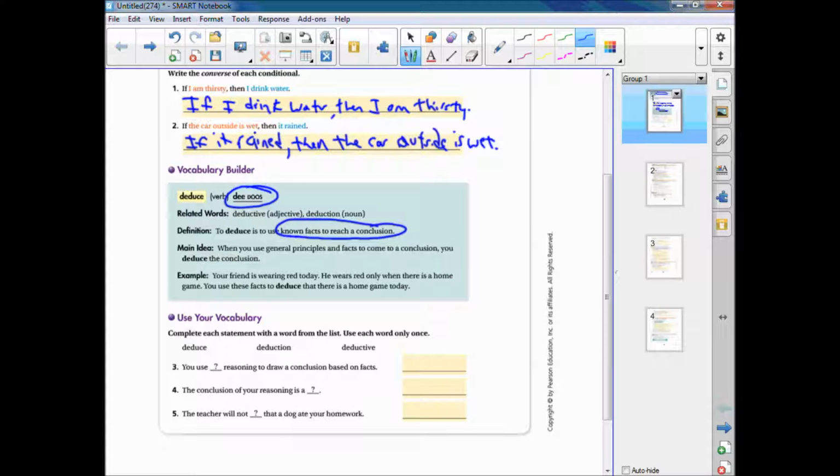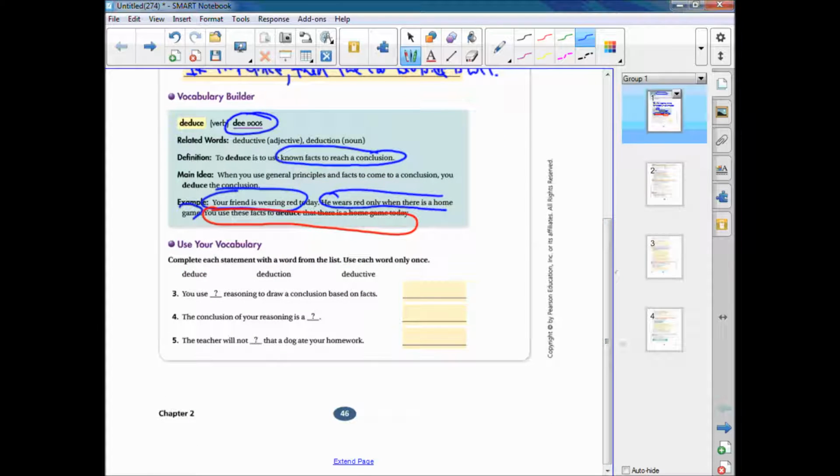So your friend is wearing red today, he wears red only when there is a home game. Use these facts to deduce that there's a home game today, okay? So he's wearing red, he only wears red on a home game, so therefore he must have a home game today, okay? We could take these known facts, your friend is wearing red today, and he wears red only if there's a home game, and we could put those two blue facts together. He only wears red if it's a home game, and he's wearing red today. That, it must be a home game, okay?